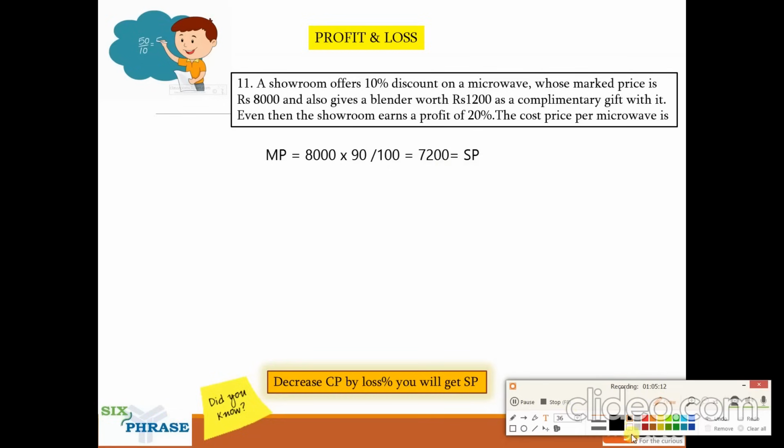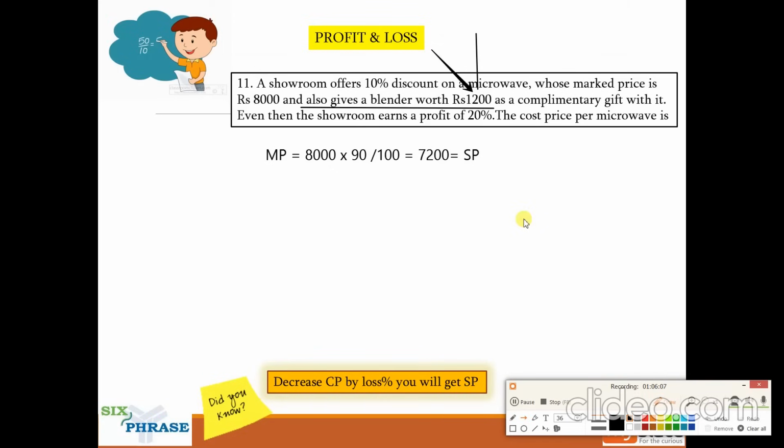But look at this. This is what they're trying to say. They also give a blender worth rupees 1,200 as complimentary gift. So this 1,200, where do you think this 1,200 is being accommodated for in the price? It is not accommodated. It is a loss for the company, right? They may sell the blender for 1,500, but the worth of that blender is 1,200. So by giving that blender away, they are losing 1,200 rupees.